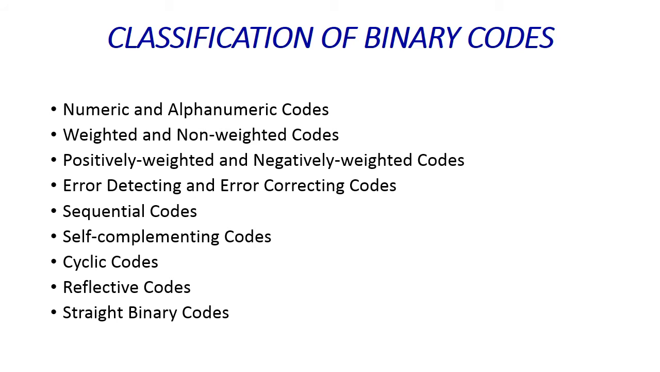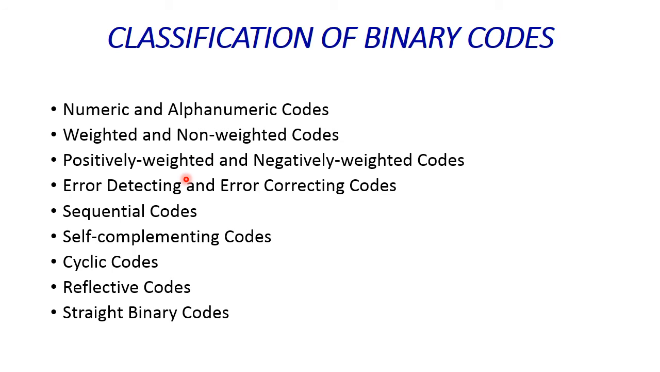Now what is meant by positively weighted code and negatively weighted code? Positively weighted codes are those in which all the weights assigned to the binary digits are positive. There are only 17 positively weighted codes. In every positively weighted code, the first weight must be 1, the second weight must be 1 or 2, and the sum of all the weights must be equal to or greater than 9. The codes 8421, 2421, 5211 are some examples of positively weighted codes.